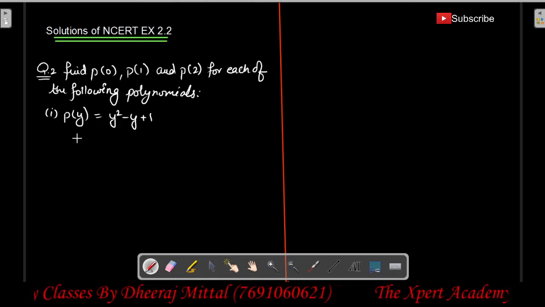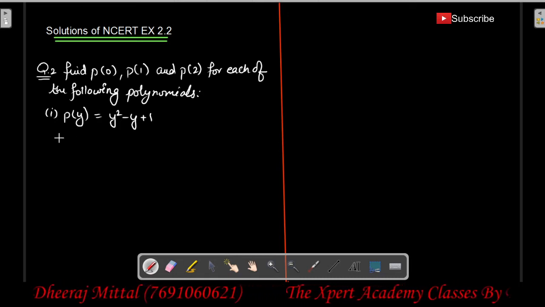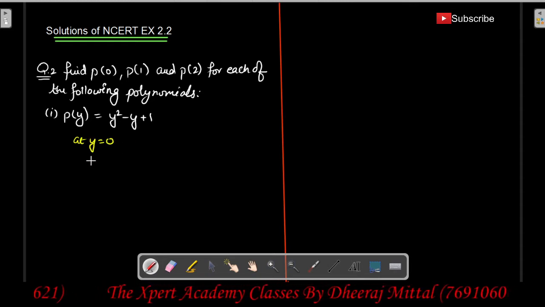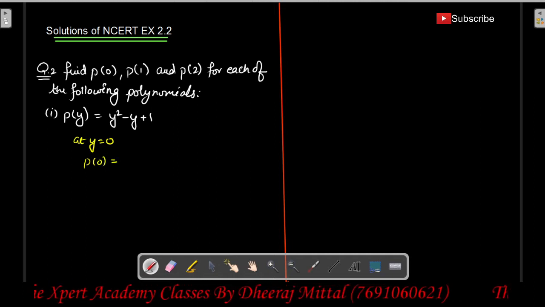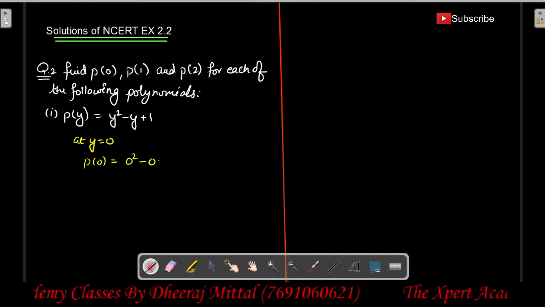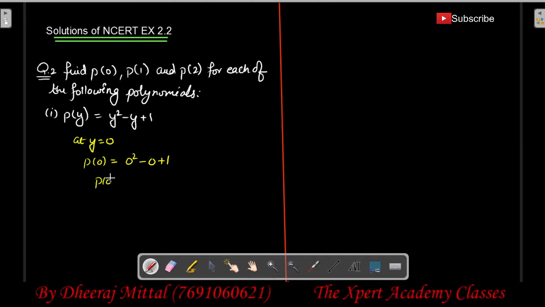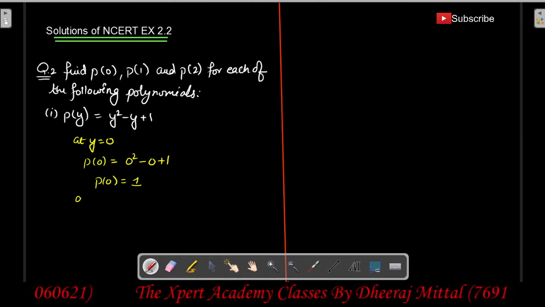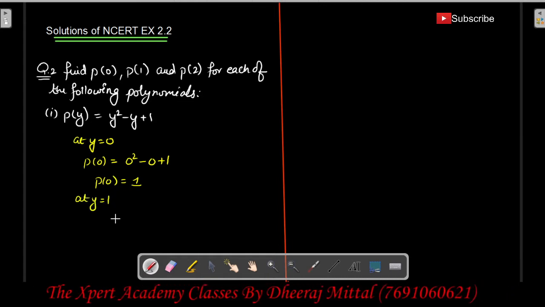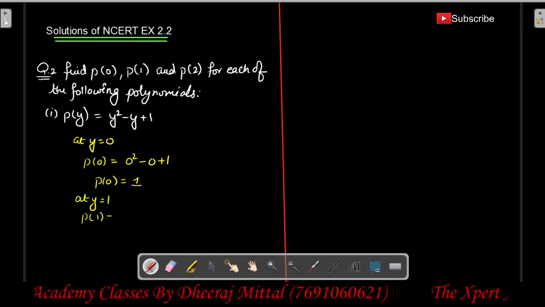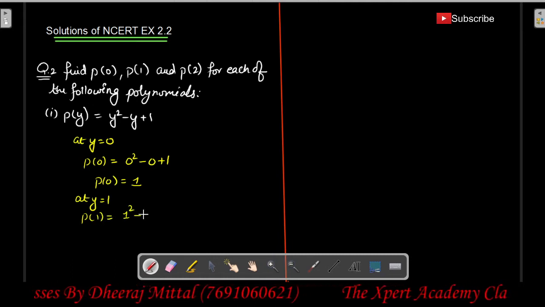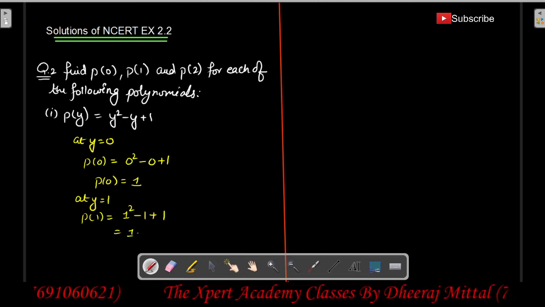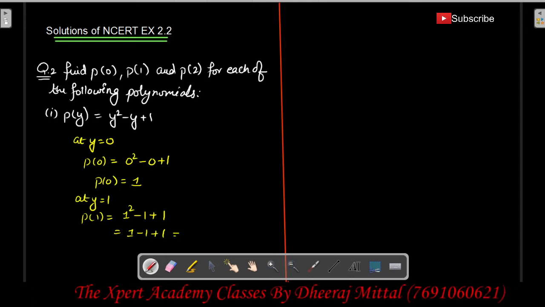So first at y is equal to 0, P0 will be equal to 0 square minus 0 plus 1. So P0 will be equal to 0 minus 0, 0 plus 1, that is 1. Then at y is equal to 1, P1 is equal to 1 square minus 1 plus 1. So it is equal to 1 minus 1 plus 1. So the answer will be 1.